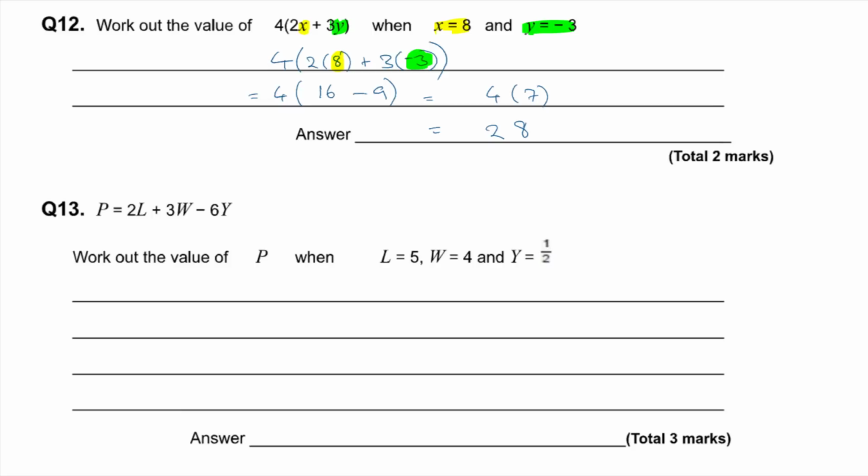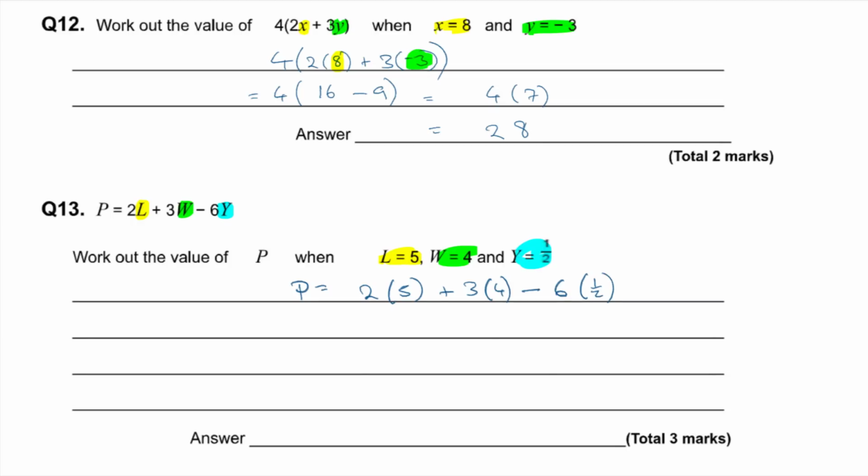Question 13, P is equal to 2L plus 3W minus 6Y. Work out the value of P when L is 5, W is 4, and Y is a half. Okay, so we've got 3 things to plug in this time. L is 5 is going here, W being 4 is going here, and Y being a half is going in here. Okay, so my expression for P is equal to 2 lots of L, 2 lots of 5, plus 3 lots of W, that's 3 lots of 4, minus 6 lots of Y, which is 6 lots of a half.